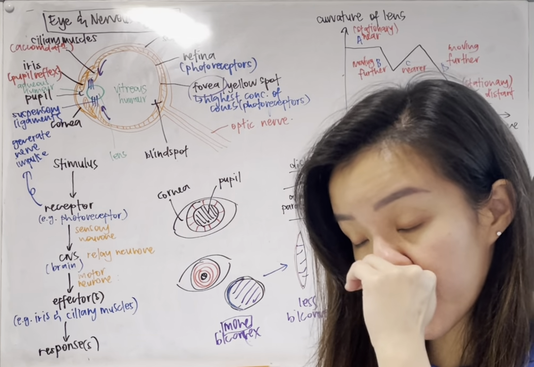Second bullet point, whenever you're ready. So ciliary muscles are also contracted for lens to be more biconvex. I repeat, ciliary muscles are also contracted for lens to be more biconvex.